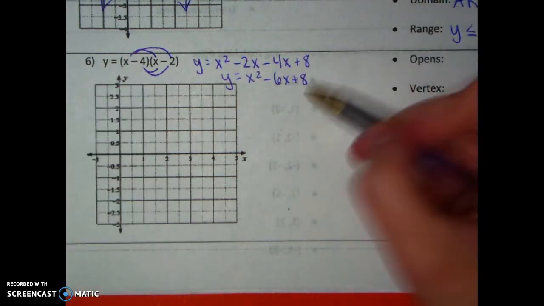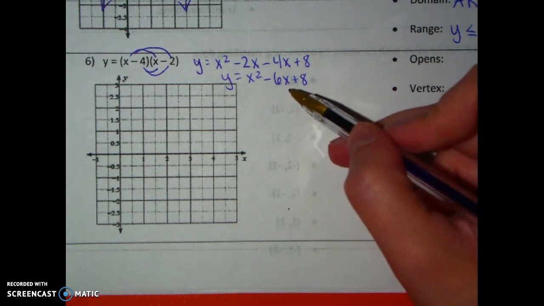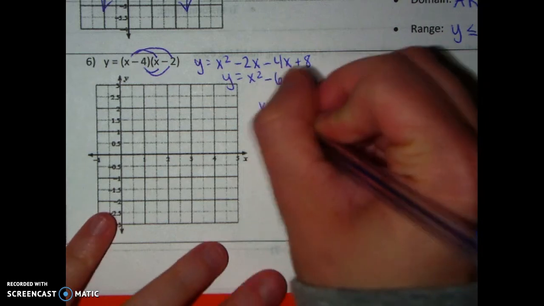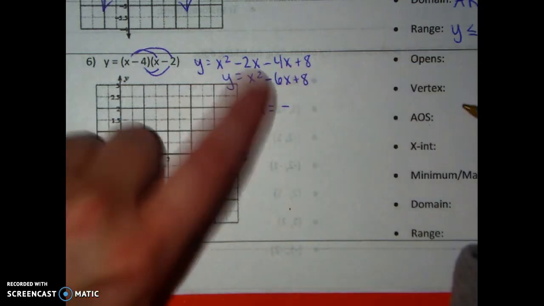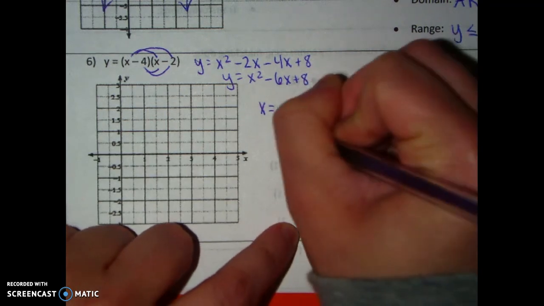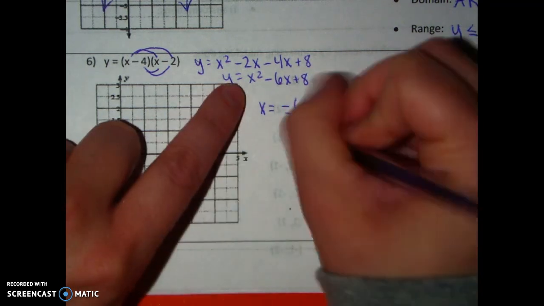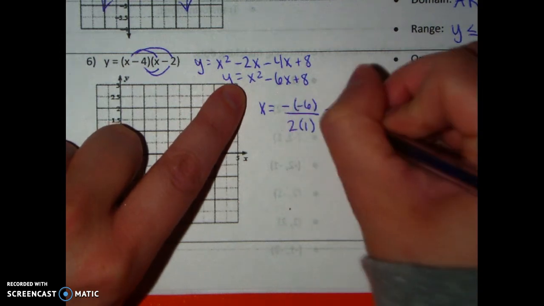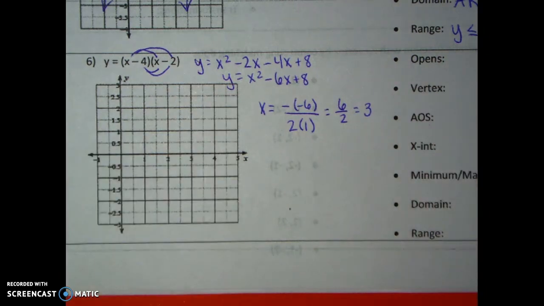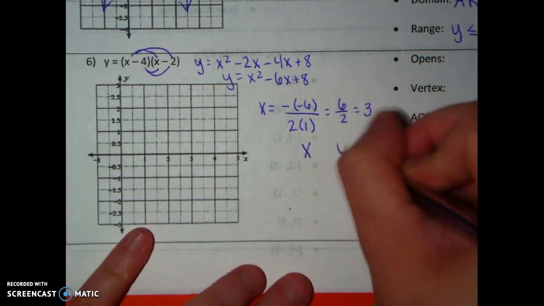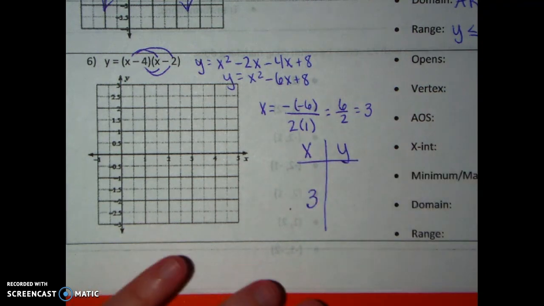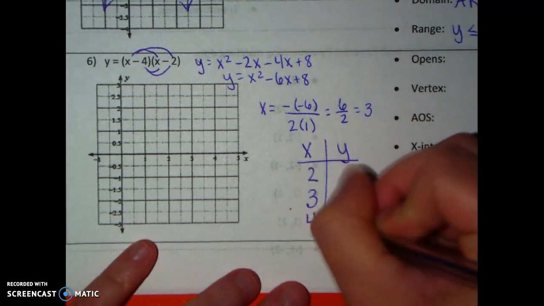So we're going to find the vertex of that right there, and that's using the negative b over 2a. So x equals negative, and b is negative 6, over 2 times a, which is 1. So that is 6 divided by 2, which is 3. I'm going to draw my table. 3 goes in the middle, and I want 2 and 4.